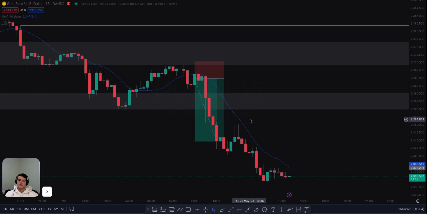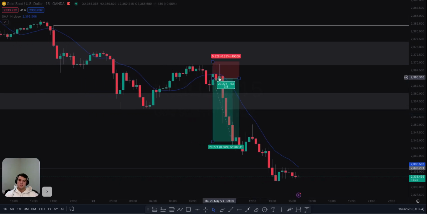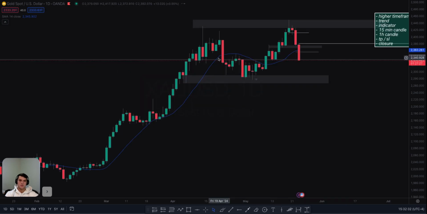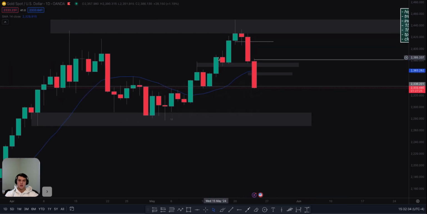Here's a step-by-step on how I took this trade. All right, so let's start with going into higher time frames. So this is the daily chart.